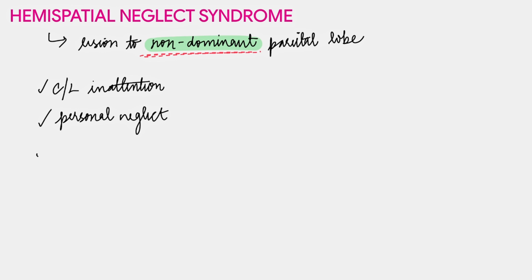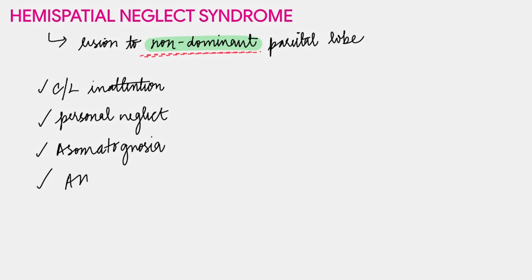Other than this, a few more interesting symptoms: there'll be asomatognosia. Asomatognosia is like an inability to understand ownership. The patient thinks that his left lower limb just doesn't belong to him. He thinks it belongs to someone else. He doesn't know that he owns it. So that is asomatognosia.